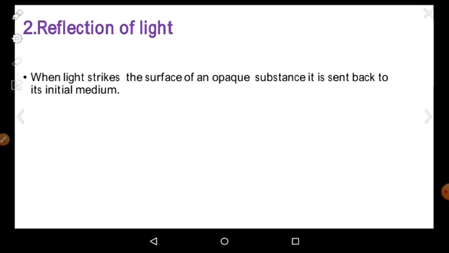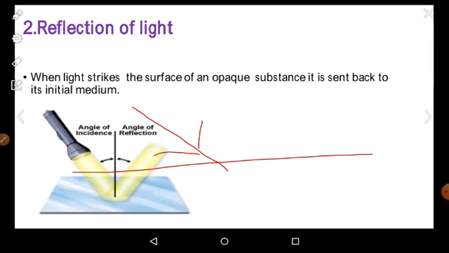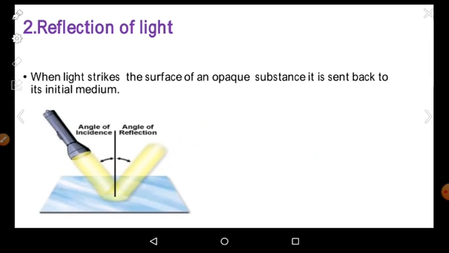So coming to the second point in this lesson, this is the property of reflection of light. This property is exhibited by light rays when they strike an opaque substance. As I told you, an opaque substance does not allow light to pass through it. I also gave you examples: wall, human hand or body, wood, plastic, etc. So when light strikes the surface of an opaque substance in any direction, it is not allowed to pass through, so it is sent back in another direction. It means the light ray is sent back in another direction. This is called reflection: sending back of light when it strikes an opaque substance is called reflection of light.